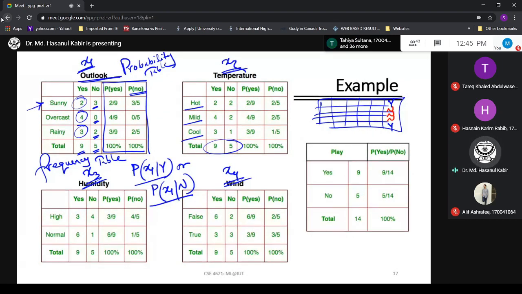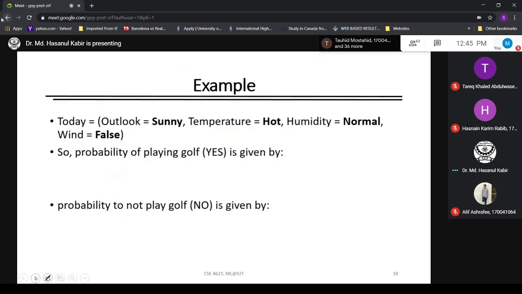And in the inference stage, what will we do? We'll do this classification. Let's say today is a day and the weather status is something like this. The outlook is sunny, temperature is hot, the humidity is normal, and the wind is false. That means we don't have any wind. Now, if you want to predict whether you are going to play golf or not.